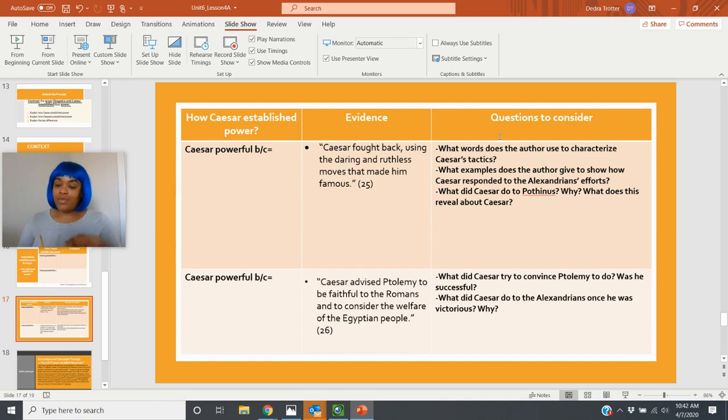Before we do that, think about, what did Caesar try to convince Ptolemy to do? Was he successful? What did Caesar do to the Alexandrians once he was victorious, and why? Thinking about it? All right, let's write. You're writing, I'm writing. We are completing our T chart. We have 1 minute. Let's go.